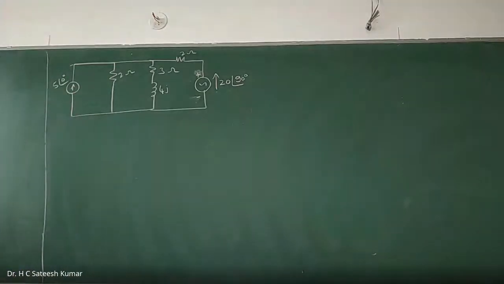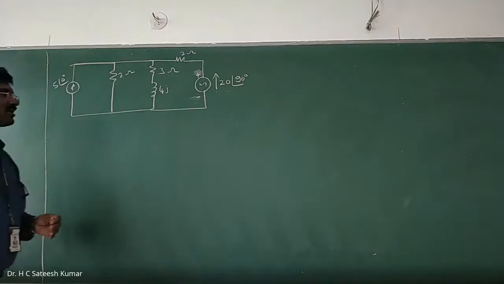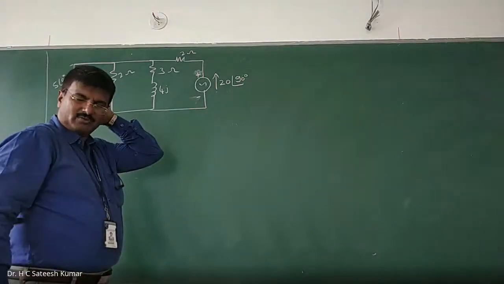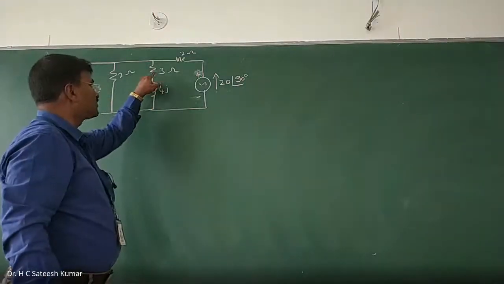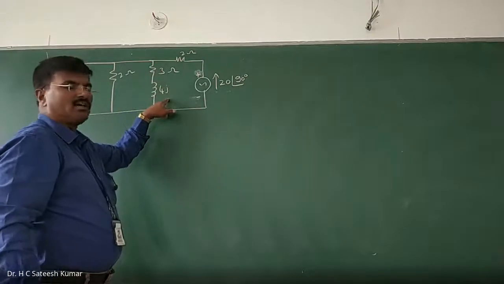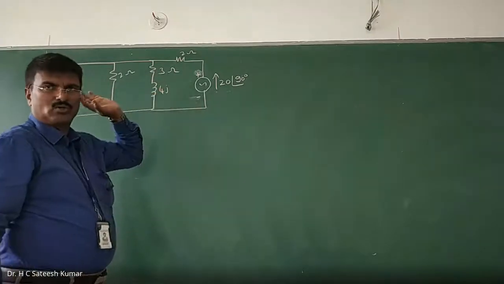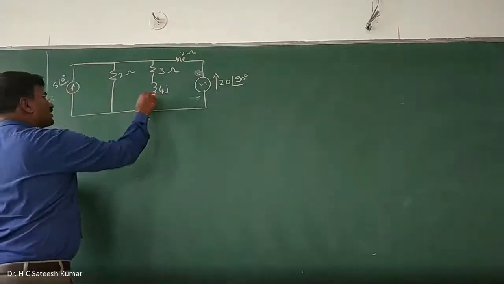Okay, so this is a little bit easy problem. The only thing is calculations. Now what is the question? The question is to find the current flowing through the load 3 plus 4j. He called 3 plus 4j the load. Find out the current flowing through this one.